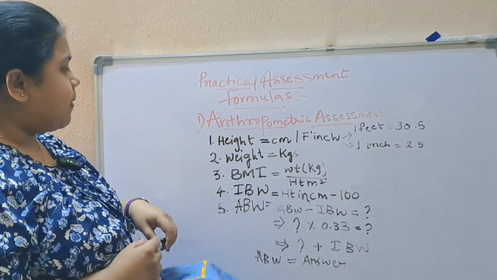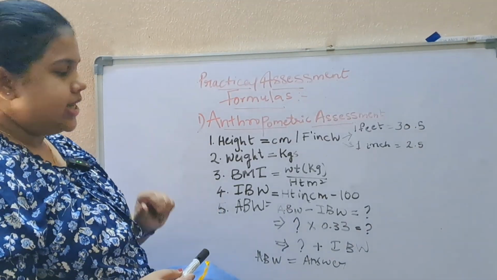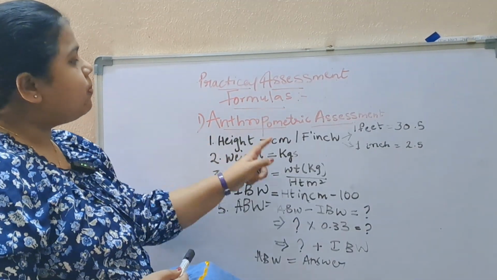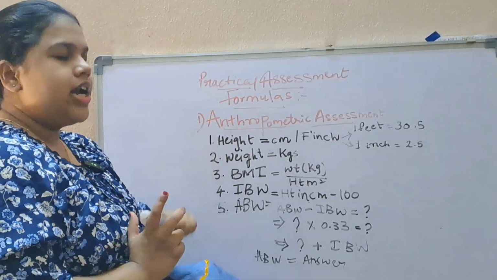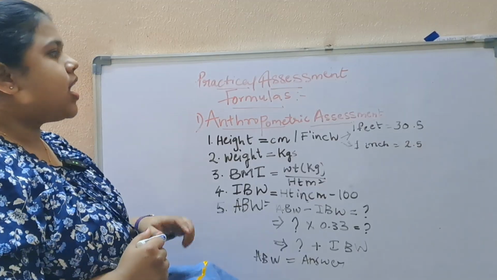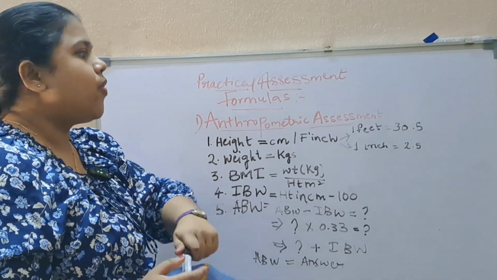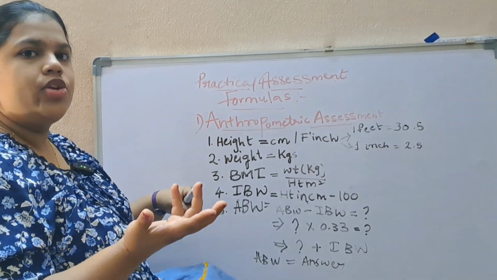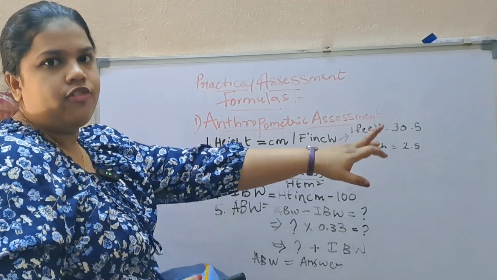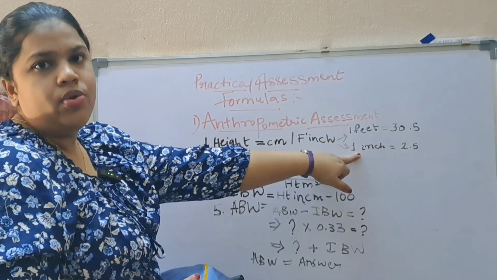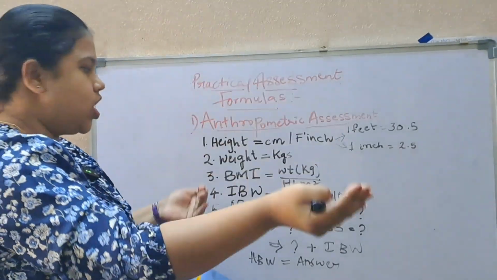The next one is IBW, ideal body weight, where height in centimeters minus 100 gives the IBW. The height should be in centimeters only, so you have to convert if the person tells you in feet and inches. The conversions are given here: 1 foot is 30.5 cm and 1 inch is 2.5 cm. For example, if a person says 5 feet 3 inches, you calculate 30.5 into 5 plus 2.5 into 3. Then you will get the answer in centimeters. That's how you convert.